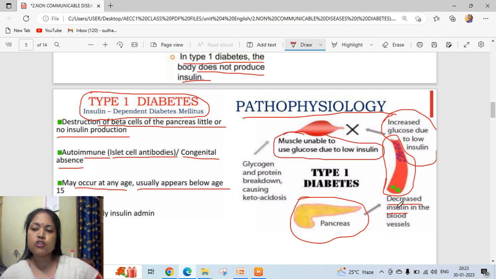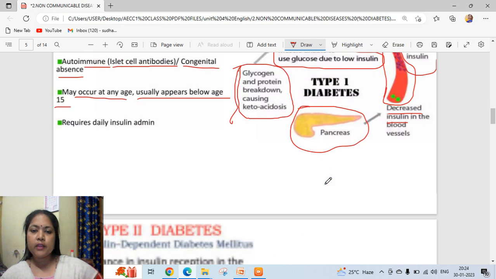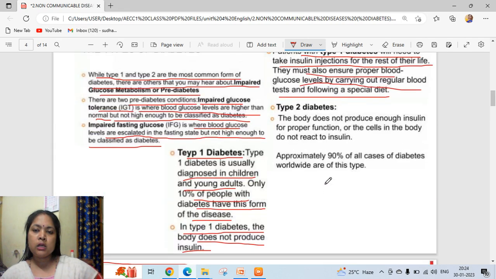So when your insulin secretion or insulin formation will be lowered, then the muscle will be unable to use glucose due to low insulin. And see here, first your glycogen and protein breakdown causing ketoacidosis, and due to the formation of this also your muscles will be unable to use glucose. Okay. And next let us discuss what is type 2 diabetes.